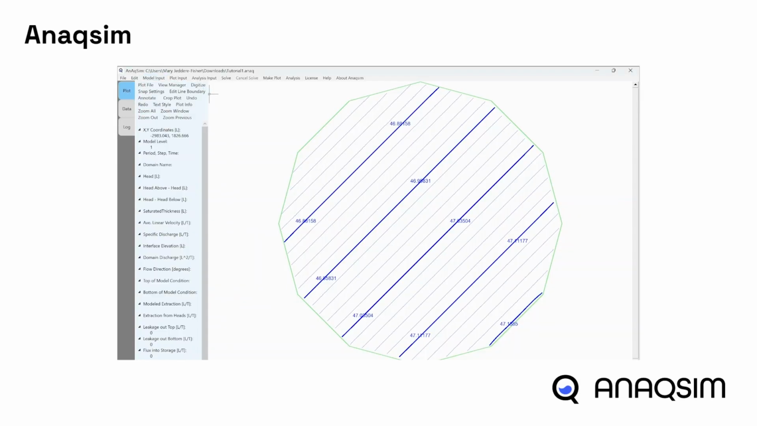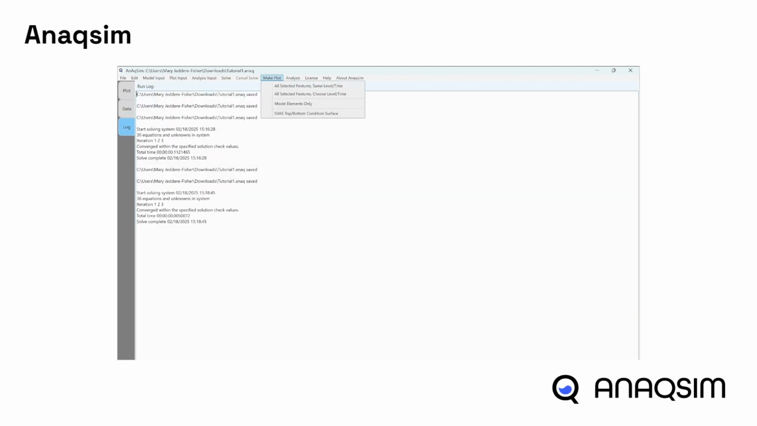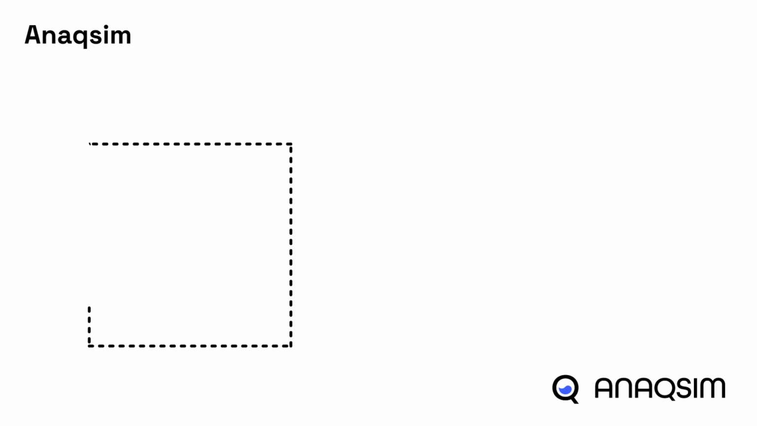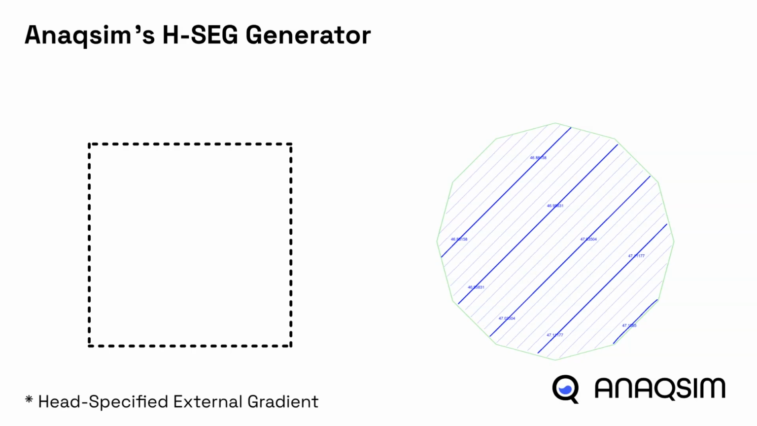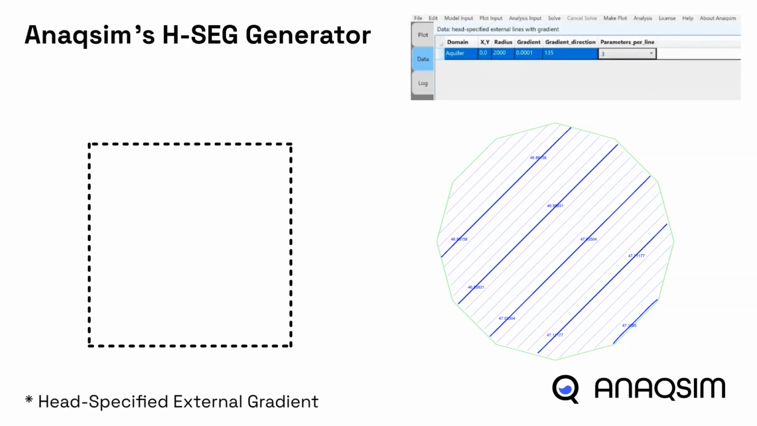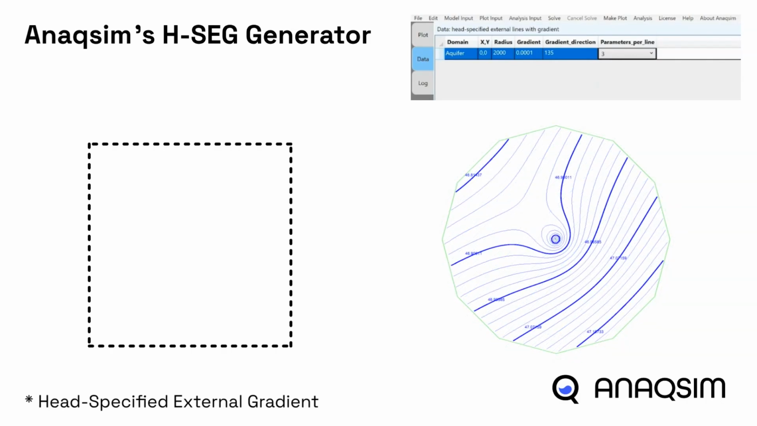So how do we build site-scale models efficiently? That's where Anaqsim comes in. It's designed for fast and flexible groundwater modeling, perfect for site-scale projects. Now, site-scale models are often called cube models because historically they've been built using simple box-shaped domains. But in Anaqsim, we use something even better, the HSEG generator. It automatically creates a circular domain, defining boundaries with just a few inputs, including the groundwater gradient, flow direction, and domain radius. The result is a streamlined model setup that lets you focus on what really matters, your site.